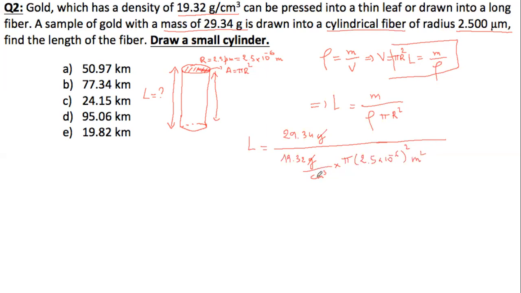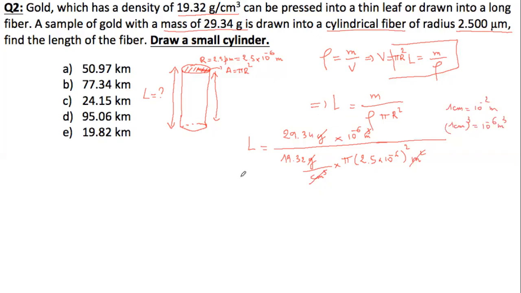So the centimeter cube, I have to put it into meter cube. So 1 centimeter is 10 to the power minus 2 meters. So 1 centimeter cube is 10 to the power minus 6 meter cube. So this centimeter cube here, I will put it on the numerator, and it will be 10 to the power minus 6 meter cube. And you see, meter square and meter cube will cancel, and you will have a meter, which makes sense because I'm looking for a length.